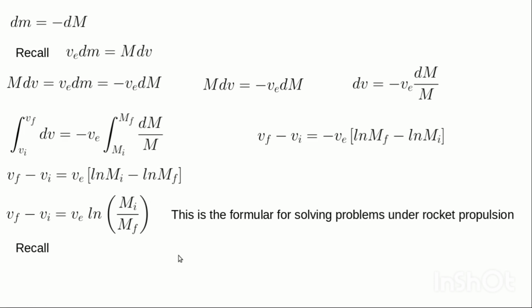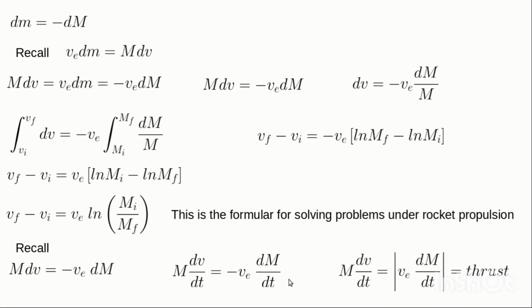If we recall from this formula, this one here, we notice that we can divide both sides by t, and we have this expression. So what we have here is now mass times acceleration equal to minus the exhaust velocity times change in mass with respect to time. So we also have that m dv/dt, if we take the positive of this one, which gives us this expression, is equal to the thrust of the rocket.